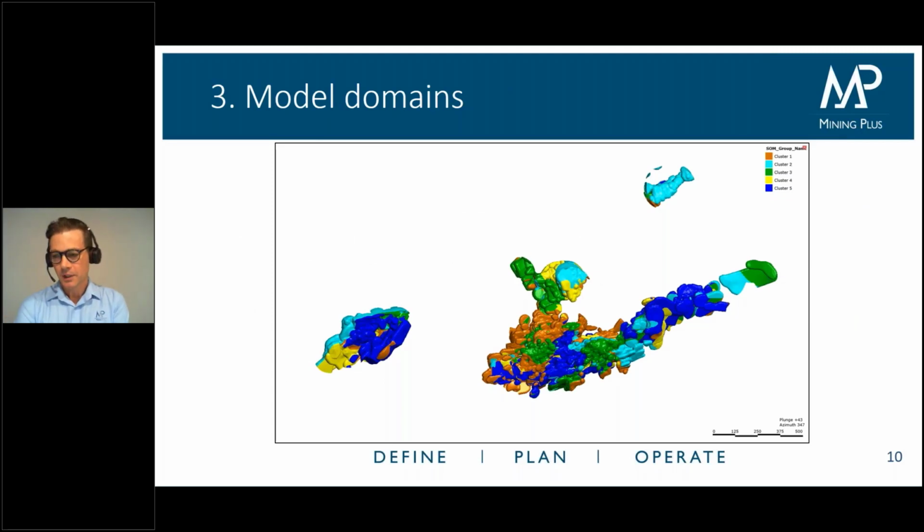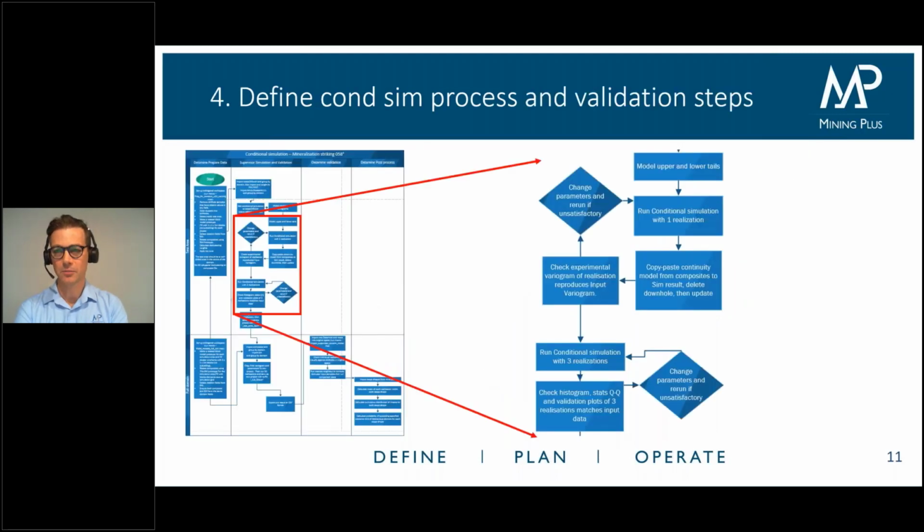And those clusters weren't just random noise in the drill holes. When you plot them up, they actually hang together as different groups that we could model successfully. And so we did that in 3 dimensions. And that became one of the inputs to the conditional simulation process.